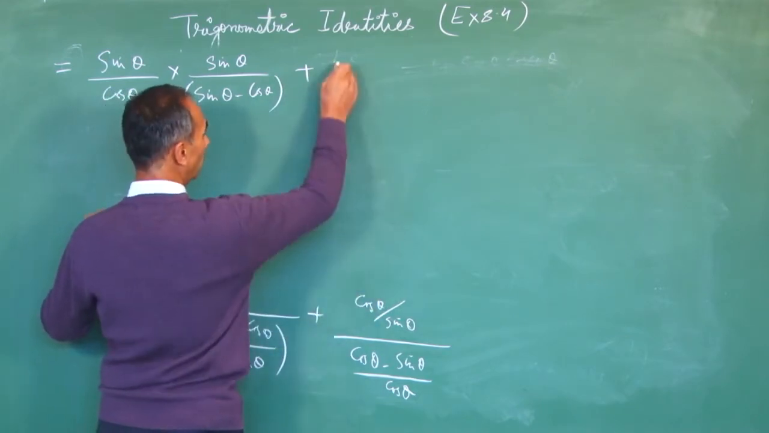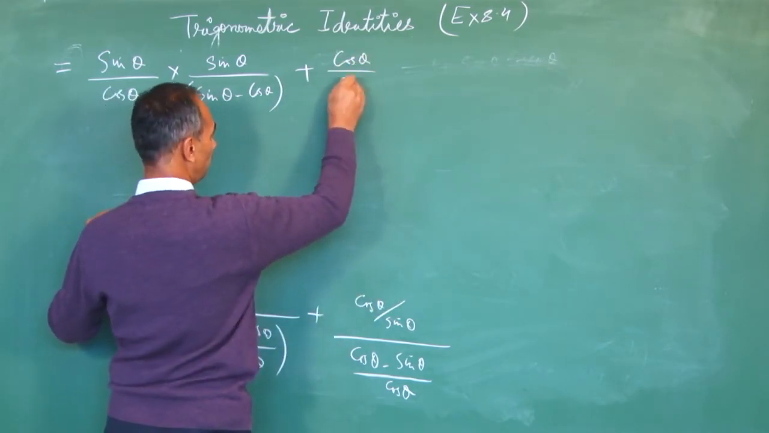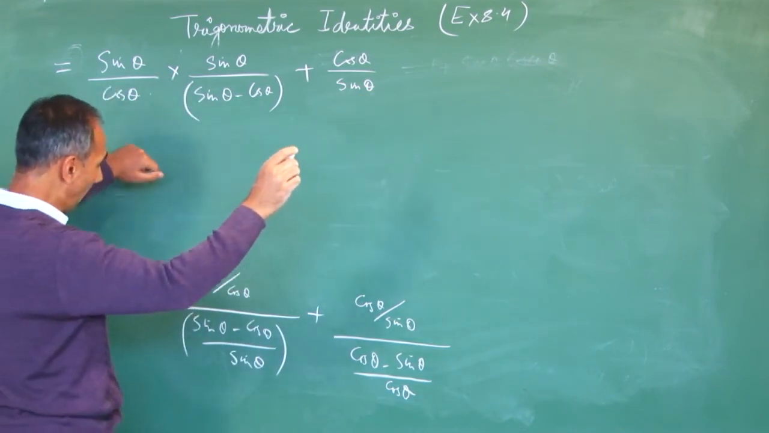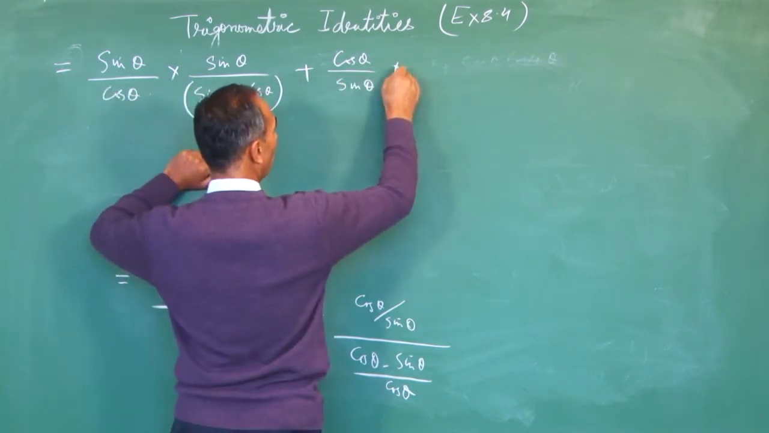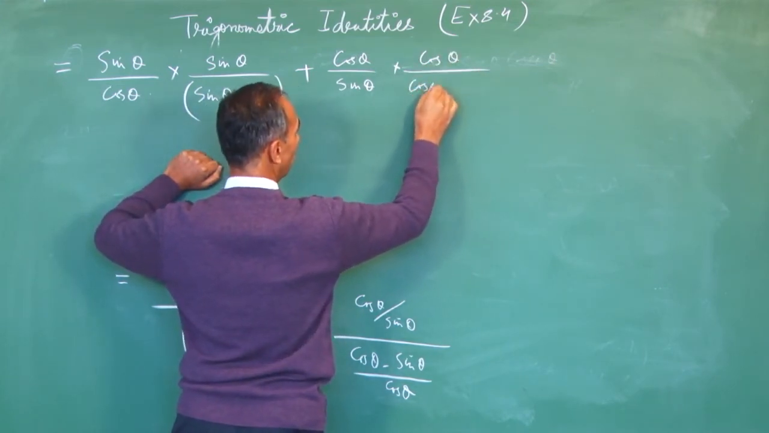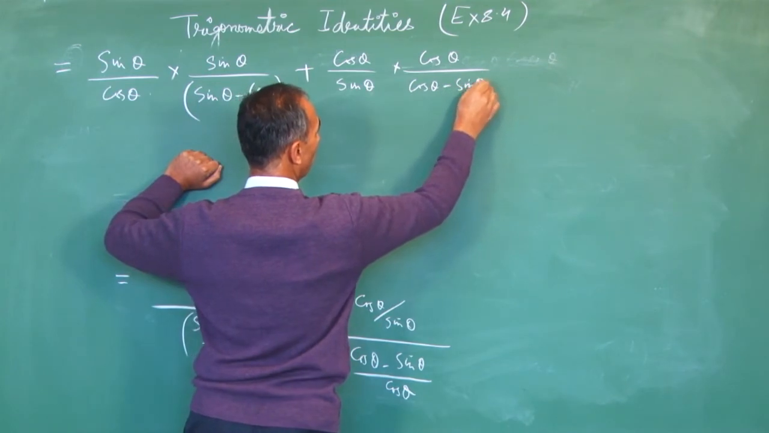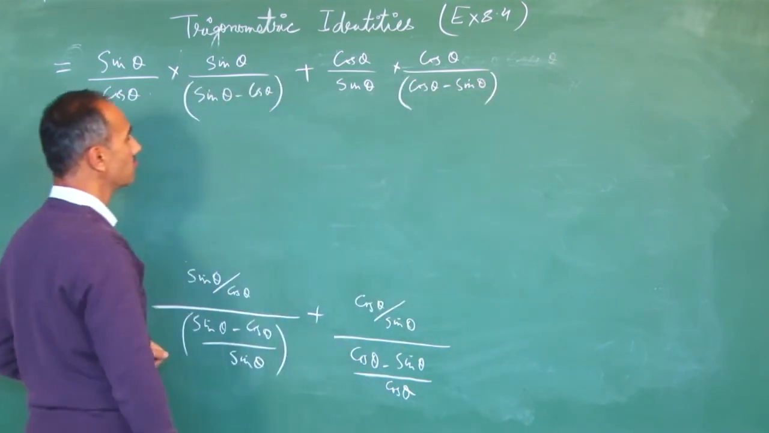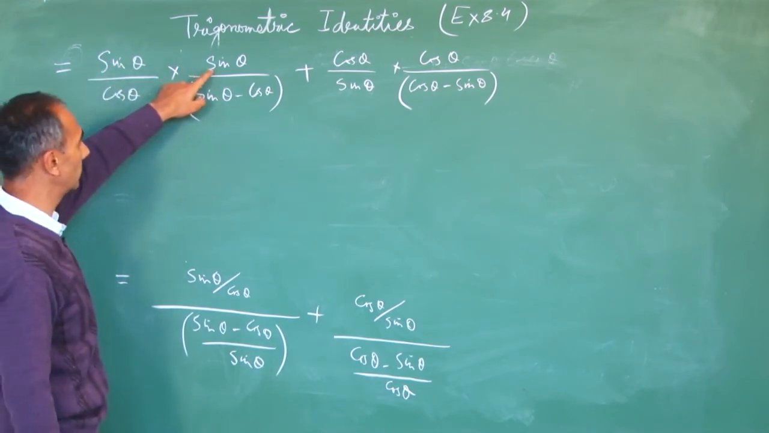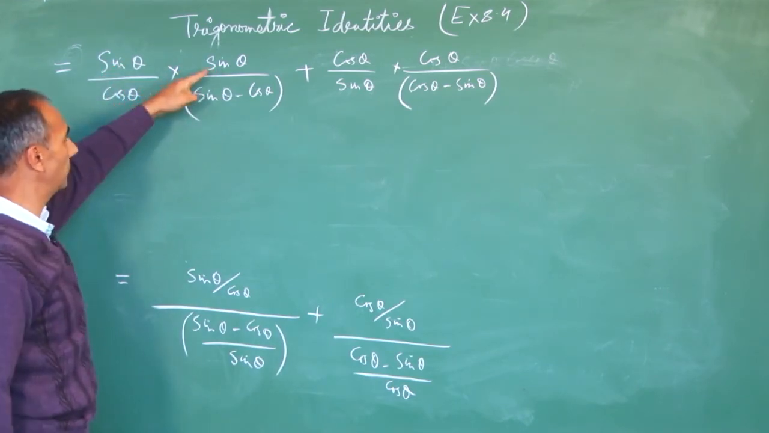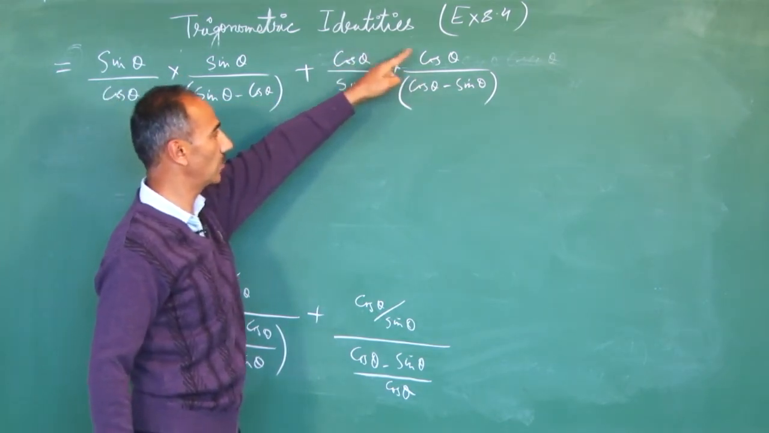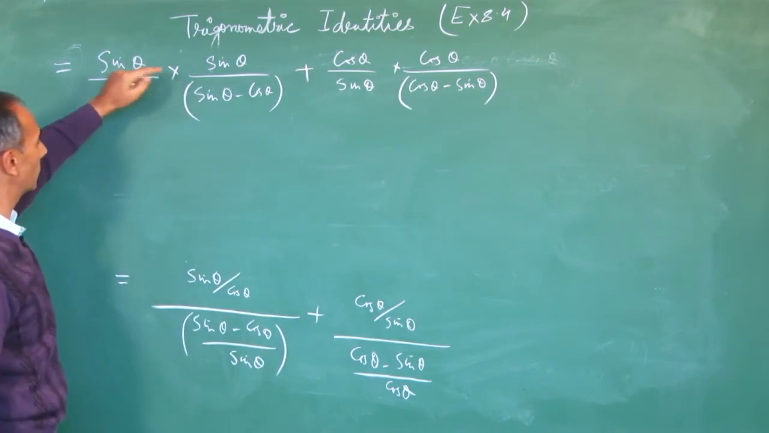Same goes to this term, cos of theta upon sine of theta into cos theta upon cos minus sine. Okay. Now this will give me sine square. I will try to cancel, but nothing is to be cancelled here. Here also you can't cancel, but we could take cos into cos is cos square. Sine into sine is sine square.